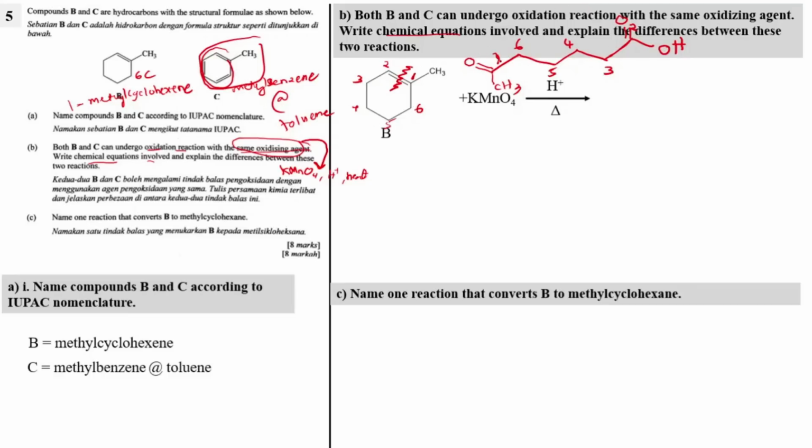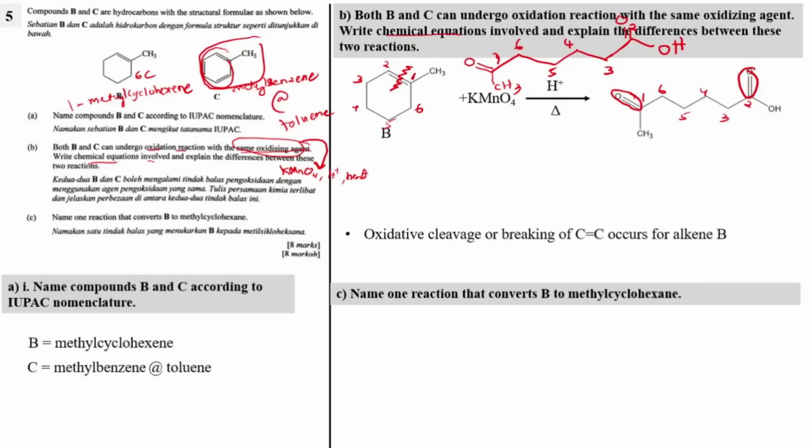So if we were to connect them again, it's going to become a cyclic. Okay, so that is why it is important to number so that we can see the situation clearly. Okay, so we're going to get the answer to be like this. So 1, 6, 5, 4, 3, and 2. So if we were to connect number 2 and number 1 again at this region, what we're going to get is a cyclic again if we were to reverse the reaction. Okay, but from cyclic, we're going to get the aliphatic here. And as for the reason here, you can say that the oxidative cleavage or the breaking of the carbon-carbon double bond occurs for the cycloalkene B.